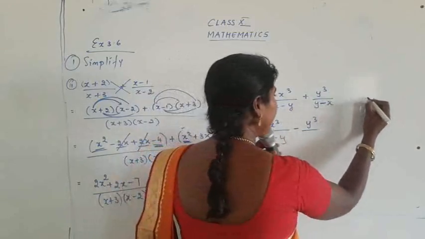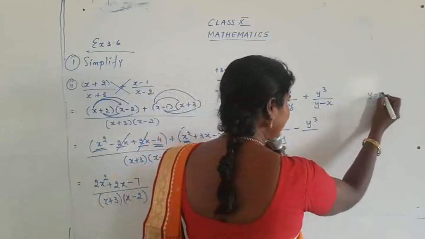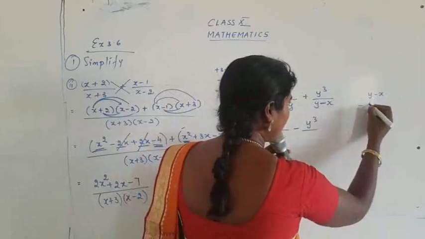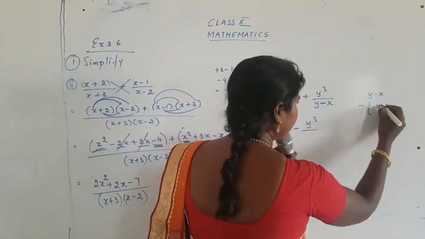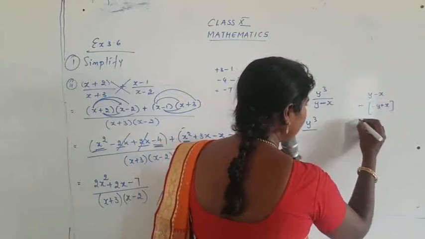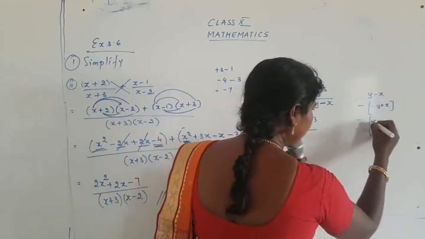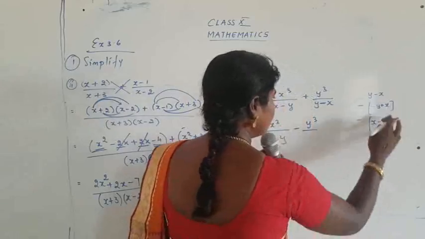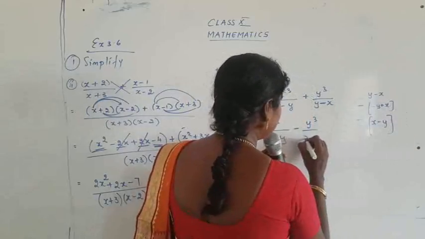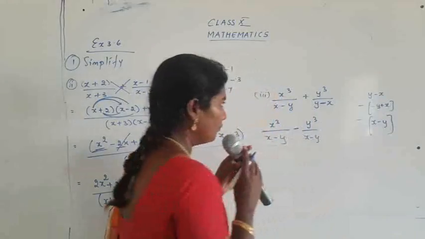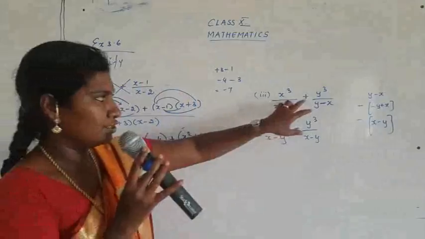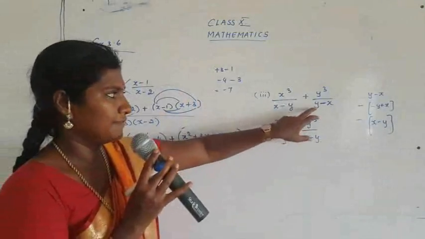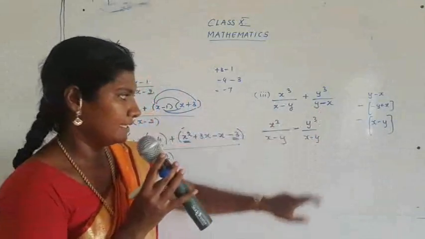Now what happens if I take minus common from y minus x? Once I take minus common, the y changes to minus y, the minus x changes to plus x. So in other words, we can say minus is taken common. So what is left here? X minus y. So this changes to x minus y. So how have we changed y minus x? We have changed the plus sign into negative, and we have changed y minus x as x minus y.